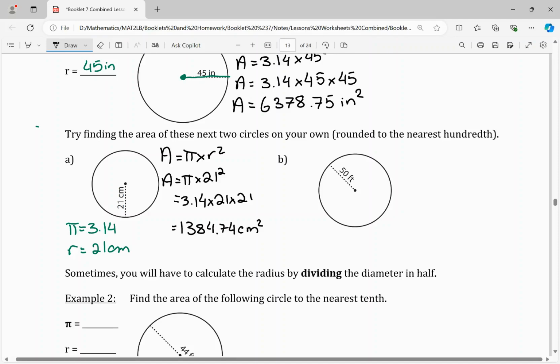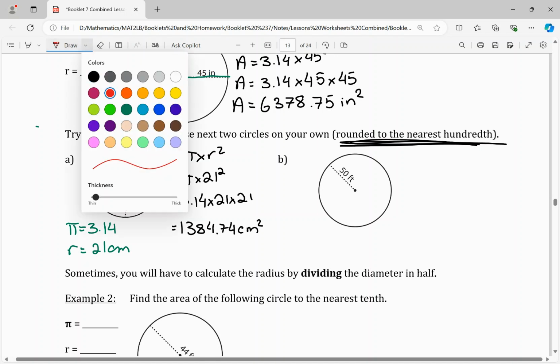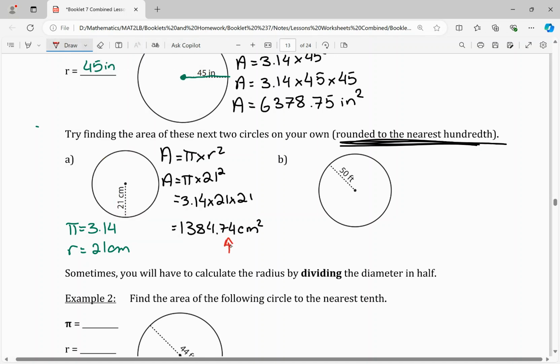Now, they do ask us to round to the nearest hundredth. Our number is already rounded to the nearest hundredth, right? The hundredth is the second number after the decimal. In this case, that's the 4. There's nothing to round here because the hundredth is our last number anyhow.